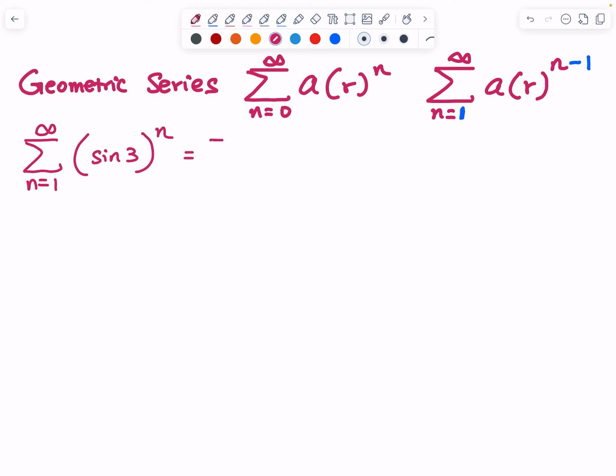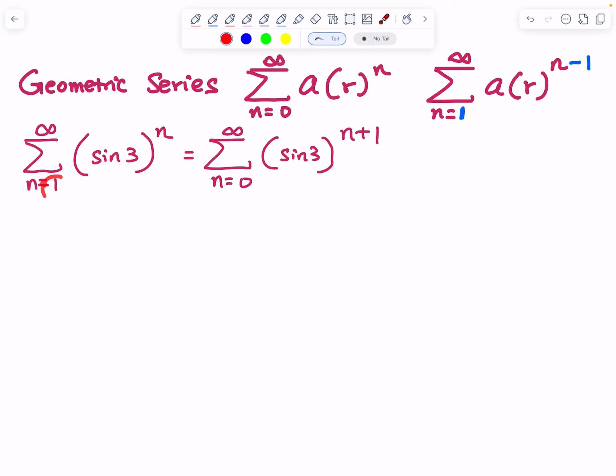If you go back to start from 0, you draw a summation, n goes from 0 to infinity, and this time I will have sine 3 to the n plus 1. Okay, let's take a look. When n equals 1, the first term is the first power. When n equals 0 and you add 1 to it, you also start at the first power. So in the very first term for both series, you have the first power. And then what do we have for the n plus 1?